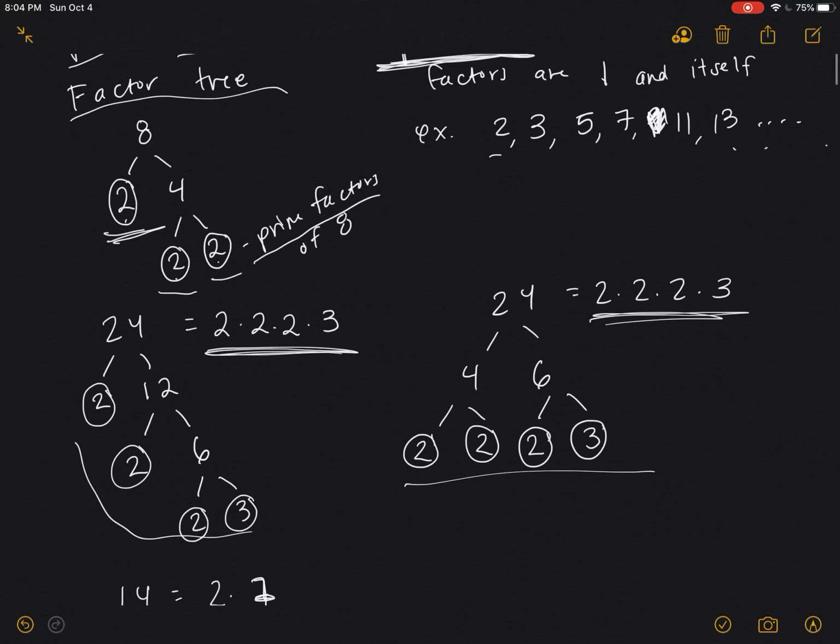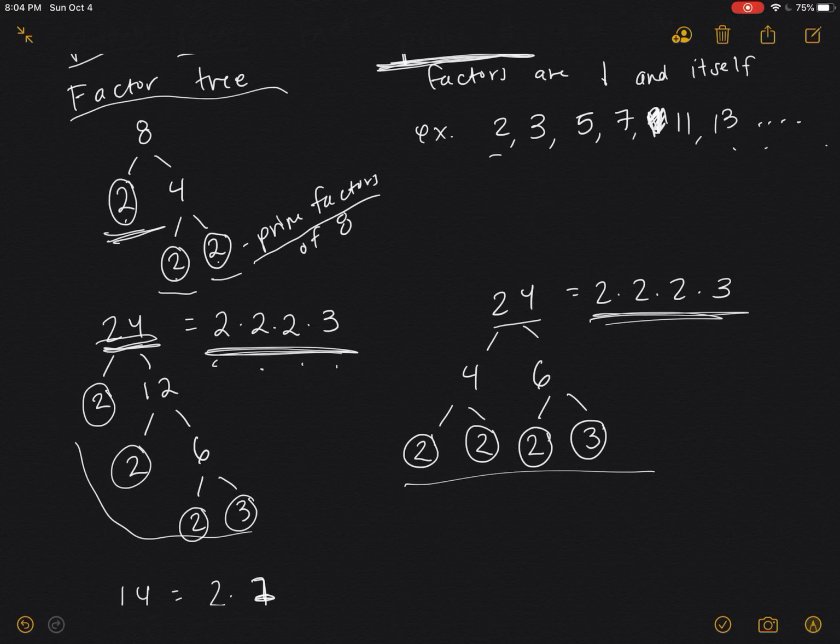I did 2 examples of 24 earlier. 24, you can break down into 2 times 12. So then that 2 branch, it ends. I can't break it down anymore. I can break down 12 into 2 times 6, and then I can break down the 6 into 2 times 3, and I'm left with 2 times 2 times 2 times 3. And if you were going to plug that in a calculator or do it in your head, it should be 24, right?